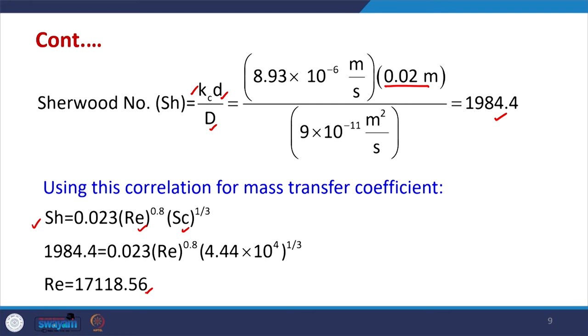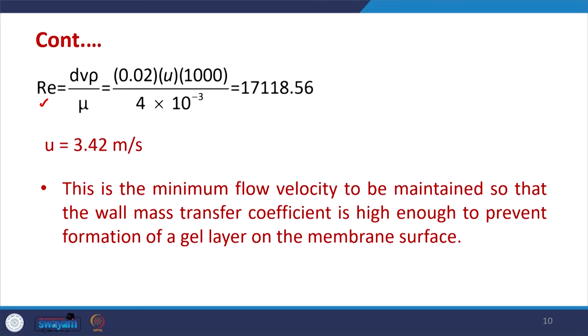Once the Reynolds number is known, we can find out the velocity also. The Reynolds number is given by d v rho by nu, and since the Reynolds number is already known to us, we can find out the velocity. It is 3.42 meter per second. So this is the minimum flow velocity that has to be maintained so that the wall mass transfer coefficient is always high enough for preventing any formation of gel layer on the membrane surface. So this we have to see so as to avoid the formation of gel layer and further fouling, etcetera.